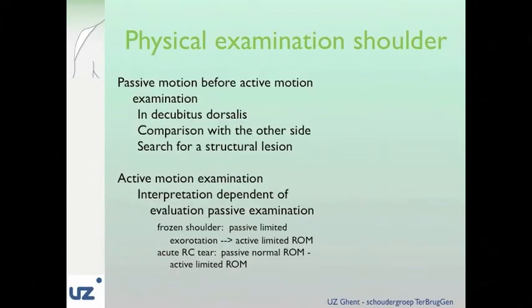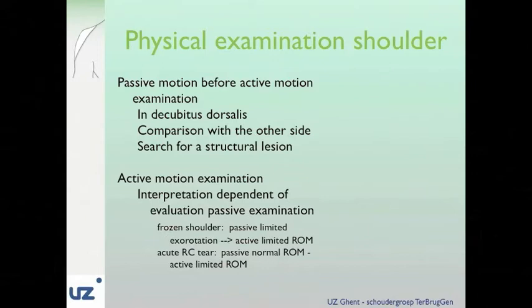The clinical test that will be used in a specific step will be defined by the examination in the previous step. This is the reason why it's important to start the examination with the evaluation of the passive motion before the active motion. Passive motion of the glenohumeral joint is checked in the cubitus dorsalis to exclude thoracoscapular motion and will be compared with the other side. The aim is to search for a structural lesion.